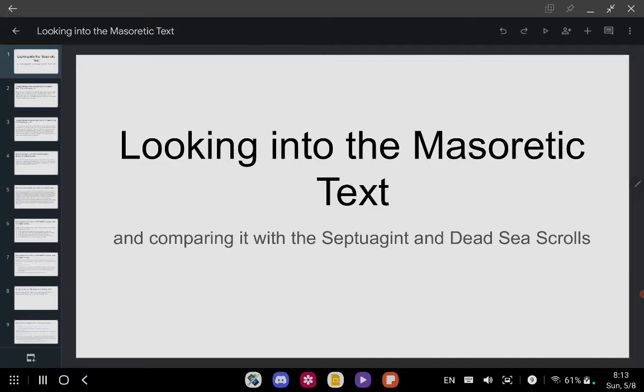We're going to get into a basic overview of it. And what we're going to do is compare some scriptures. And, like the title says, we're going to look into the Masoretic Text.